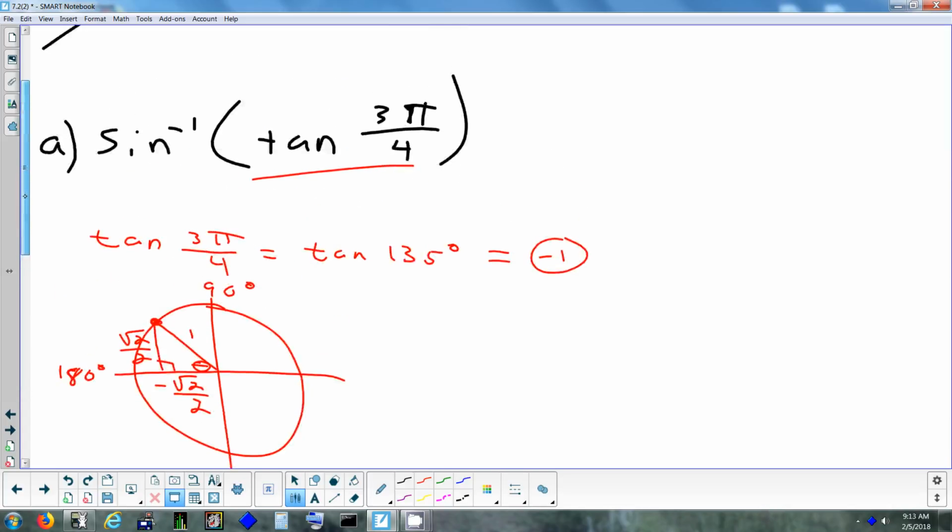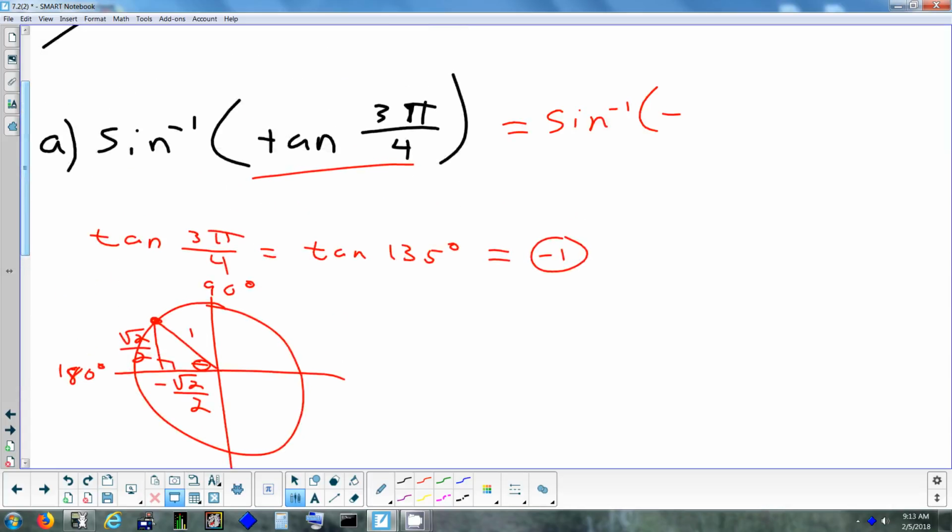So now we've just figured out what I just underlined. The inside part, the tangent of 3 pi over 4, gives us a simpler question: the inverse sine of negative 1. Okay, any question on that?